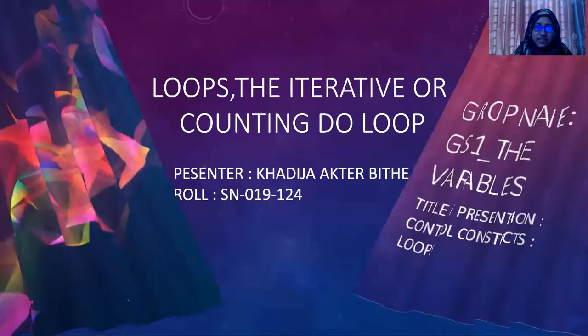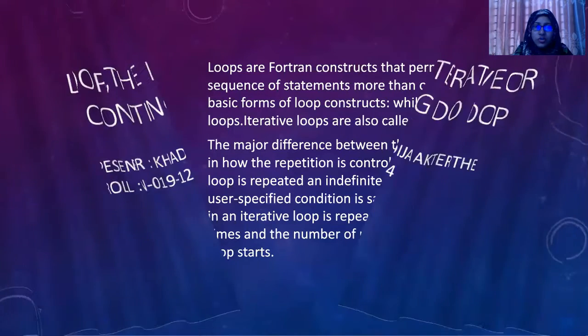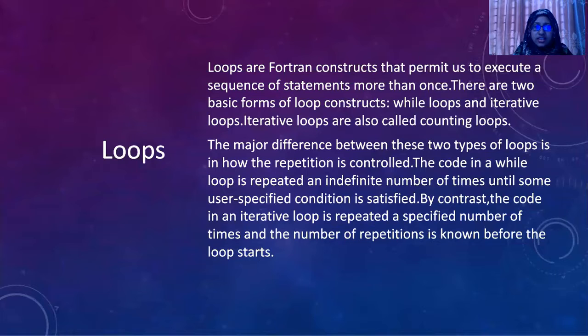Now I am going to discuss loops and the iterative or counting do loop. Loops are Fortran constructs that permit us to execute a sequence of statements more than once. There are two basic forms of loop constructs, while loops and iterative loops. Iterative loops are also called counting loops. The major difference between these two types of loops is in how the repetition is controlled.